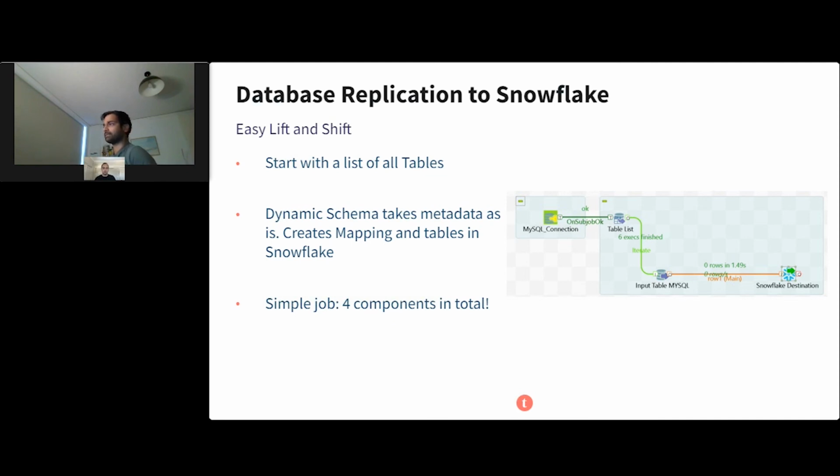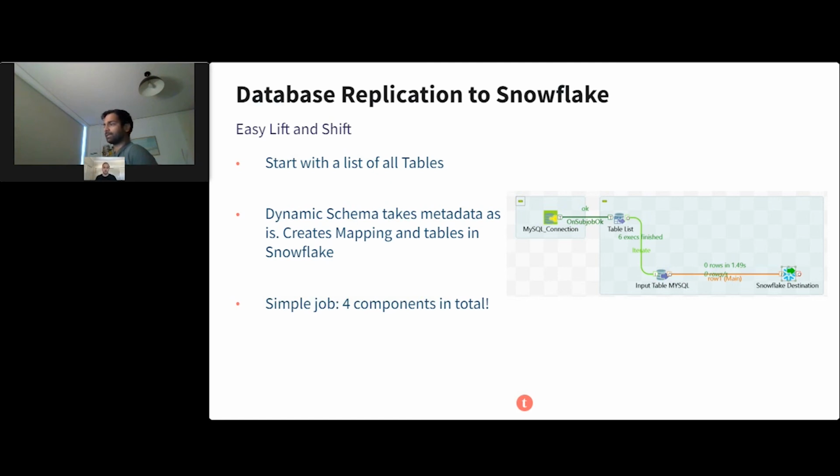And what we're doing here is an example of a job which connects, in this example, to MySQL. It could be Oracle, it could be MS SQL Server, etc. And what it does is it generates a list of tables automatically in the second component, and then it iterates over that list, takes that as an input from the MySQL connection, and starts to push that into Snowflake and load that into Snowflake.